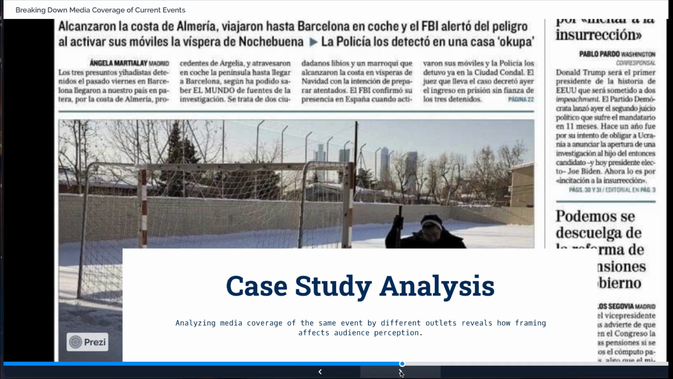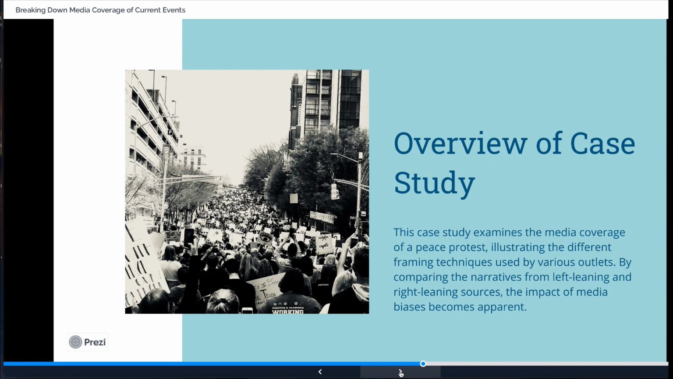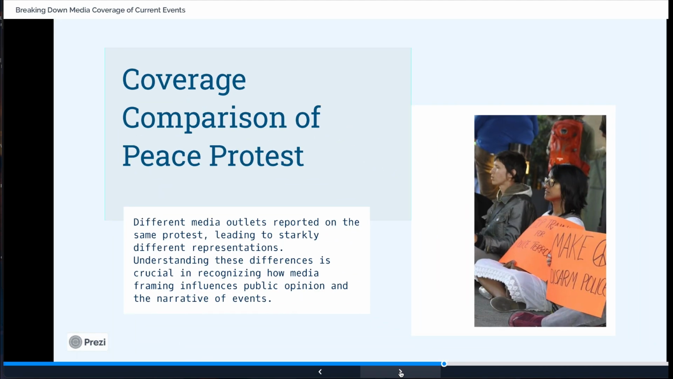Overview of case study. This case study examines the media coverage of a peace protest, illustrating the different framing techniques used by various outlets. By comparing the narratives from left-leaning and right-leaning sources, the impact of media bias becomes apparent. As for coverage comparison of the peace protest, different media outlets reported on the same protest, leading to starkly different representations. Understanding these differences is crucial in recognizing how media framing influences public opinion and the narrative of events.